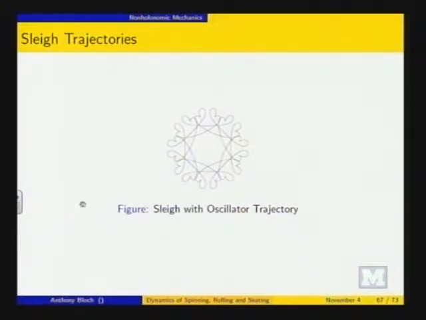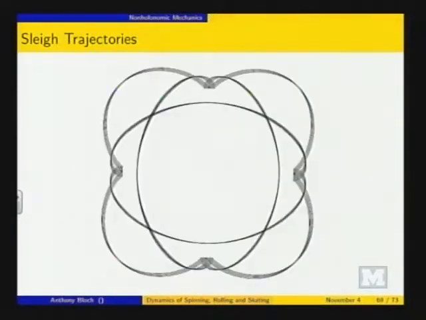So you remember those spirograph patterns? Well, if you put this little oscillator on the sleigh, you can generate all sorts of beautiful patterns. So here are a couple more. So it's rather pretty dynamics.